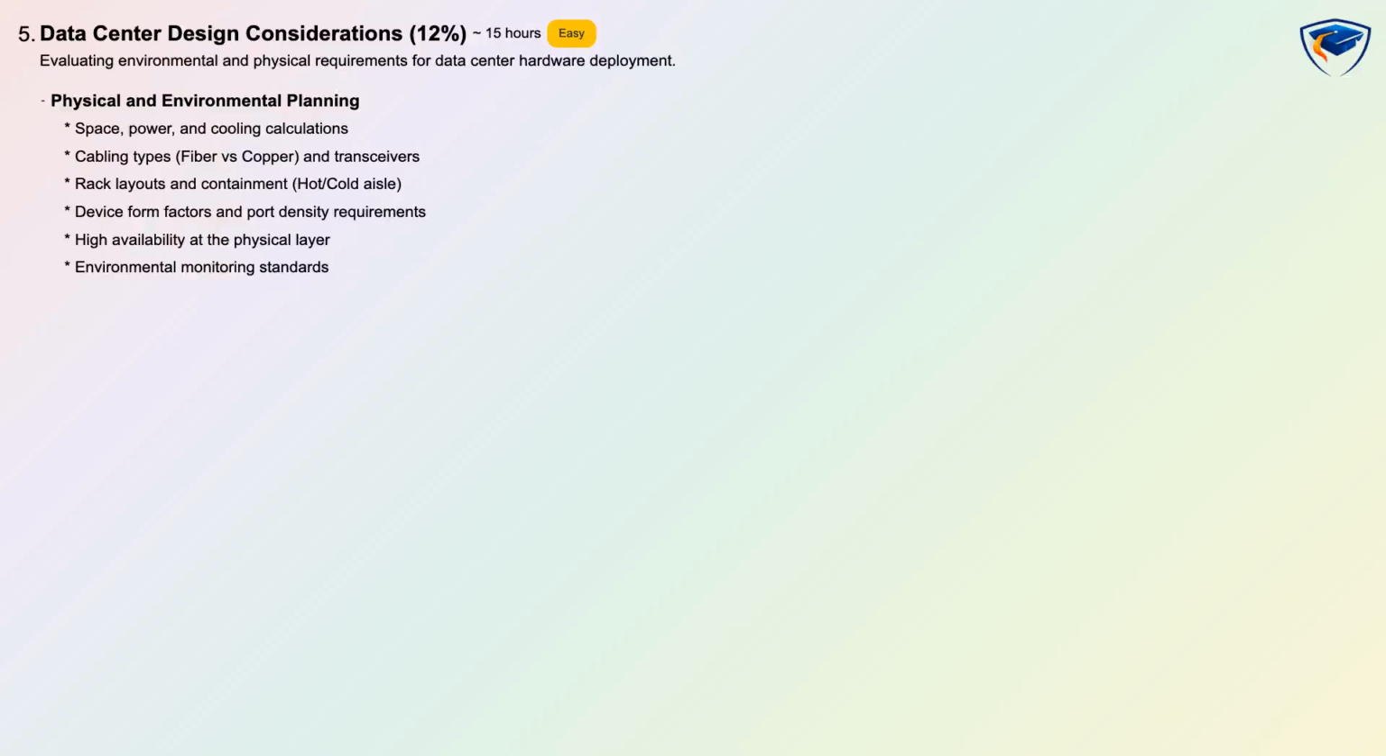Data Center Design Considerations is 12%, rated easy, and requires about 15 hours of study with conceptual and scenario-based assessments. You will evaluate physical and environmental planning including space, power and cooling calculations and rack layout decisions such as hot and cold aisle containment, study cabling options, transceiver choices, device form factors, and port density to match performance and growth needs while keeping high availability at the physical layer.